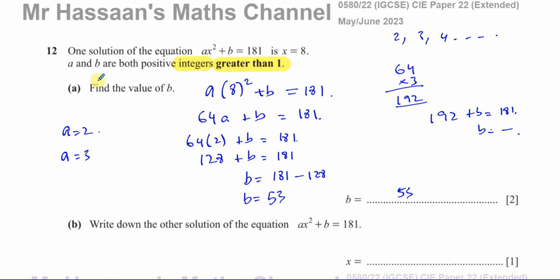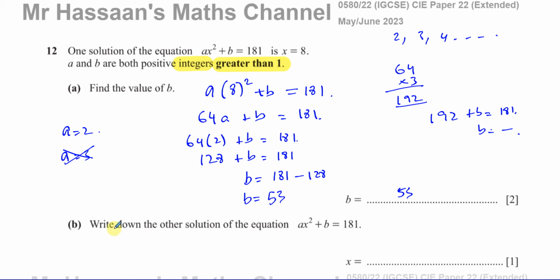So a and b are both positive. So that means a can't be 3, because then it'll make b negative. So the only possible value for a is 2. It can't be any other number except for 2, because it has to be greater than 1. And if it gets to 3, b will become negative. So that's the only value that a can be. Therefore, the only value that b can be is 53.